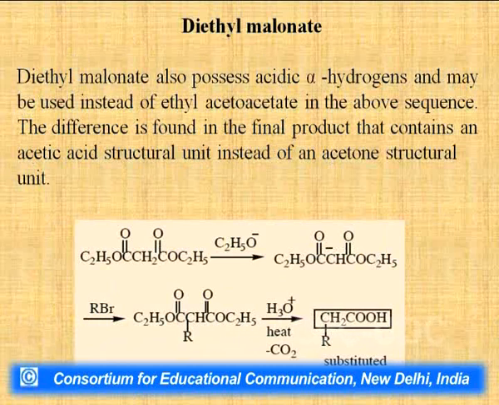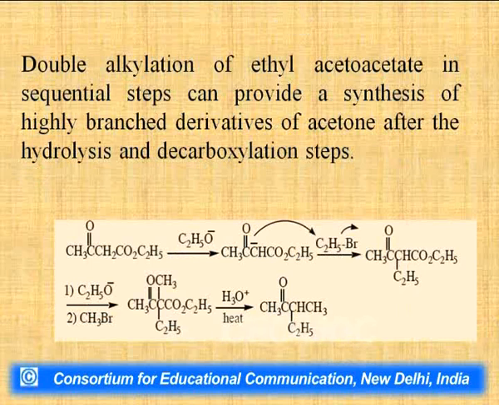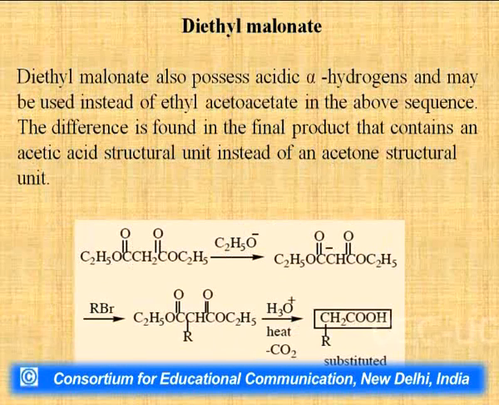Diethyl malonate also possesses acidic alpha hydrogens and may be used instead of ethyl acetoacetate in the above sequence. As we have taken ethyl acetoacetate, we can also take diethyl malonate instead. The difference is found in the final product that contains an acetic acid structural unit instead of acetone.